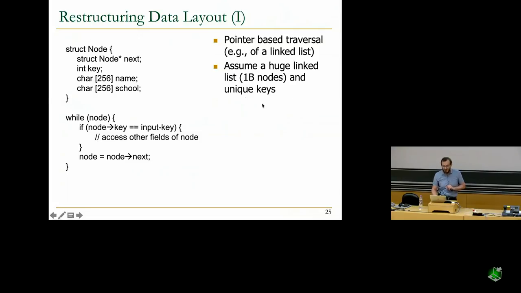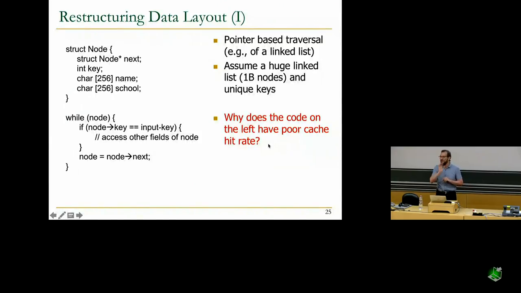Assume you have a huge linked list, 1 billion nodes. That should be billion. It's not 1 byte nodes. We should fix that. 1 billion nodes and unique keys. Is this a good way of doing this data structure layout? So why does the code on the left have poor cache hit rate? You run this code, and you figure out that, oh, this has really poor hit rate. Why do you think that is?